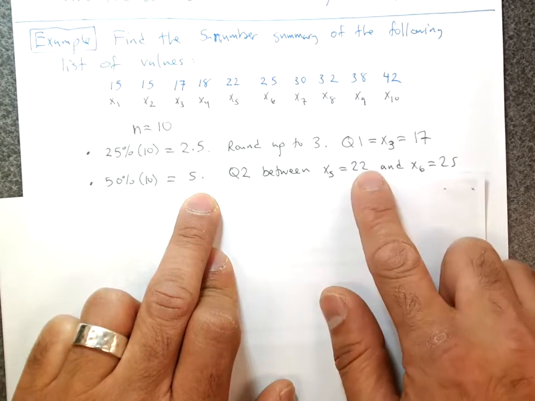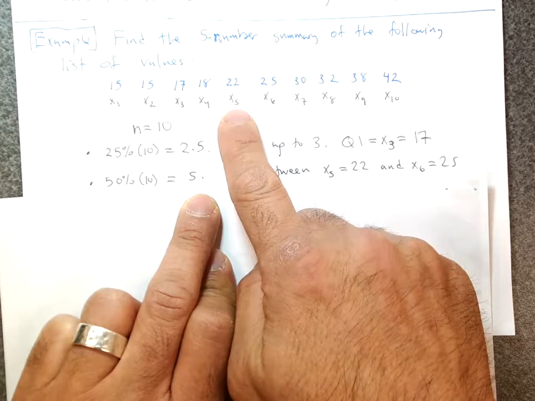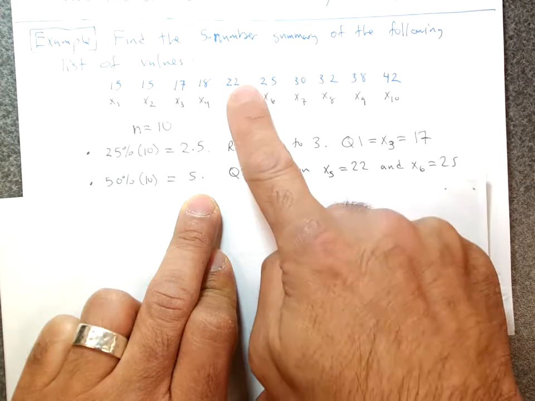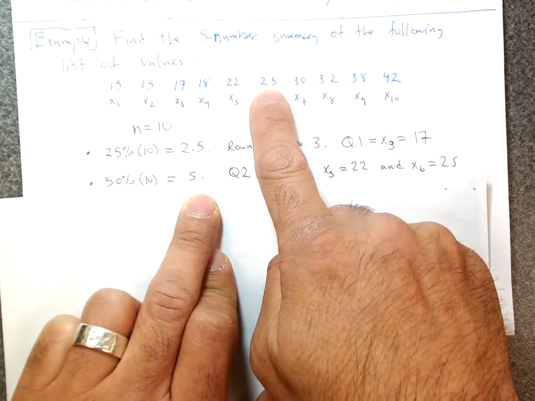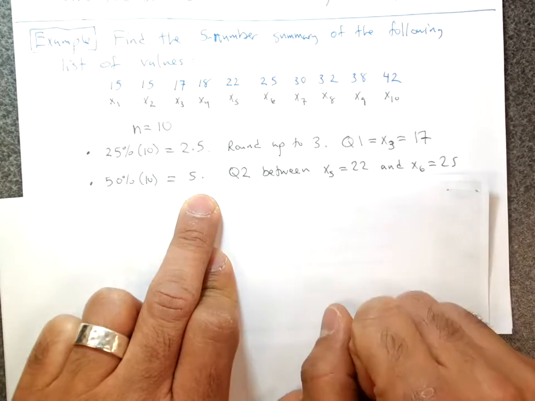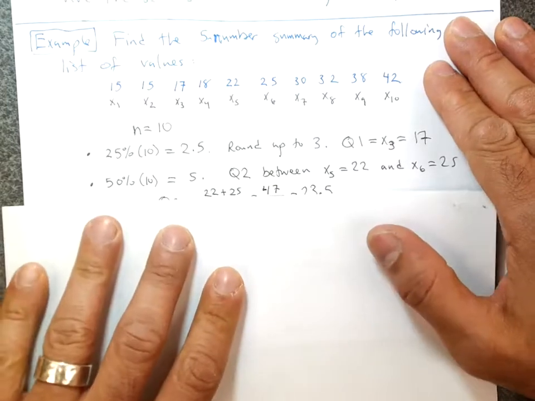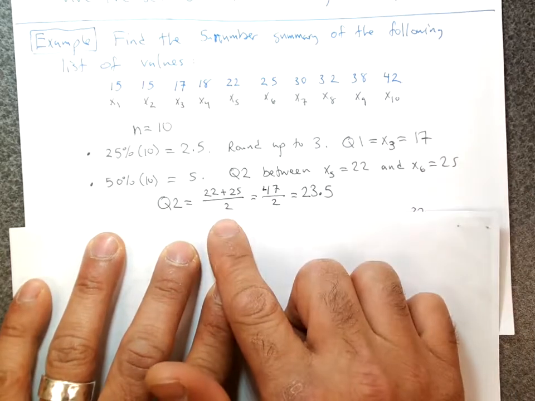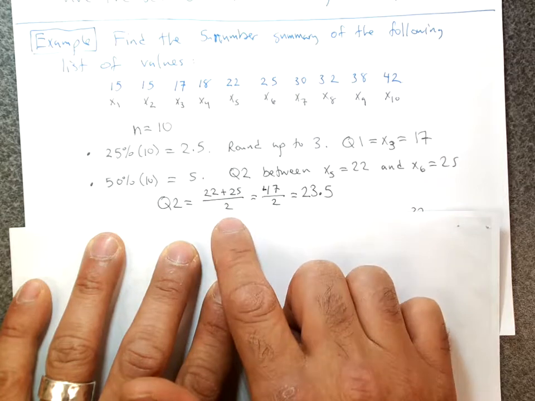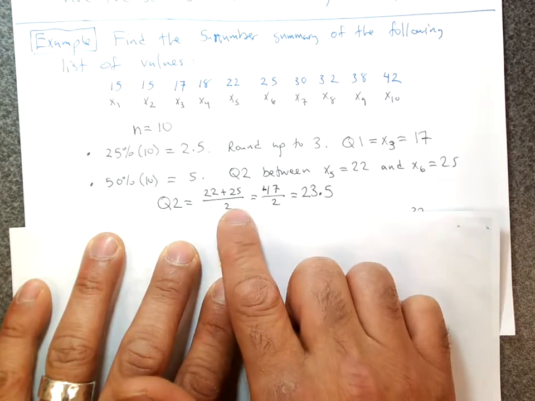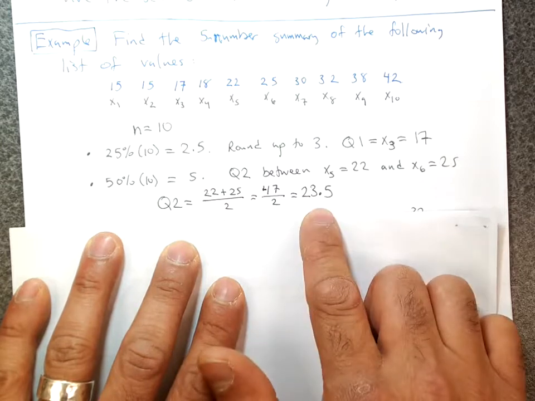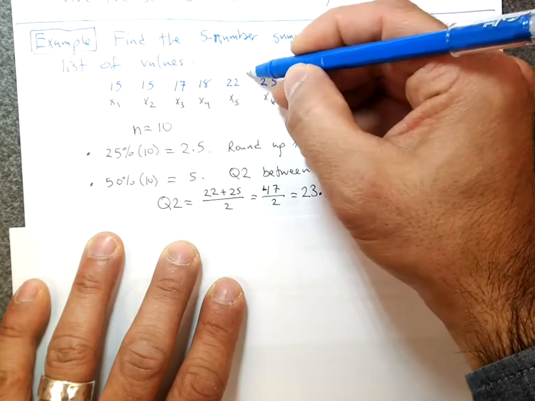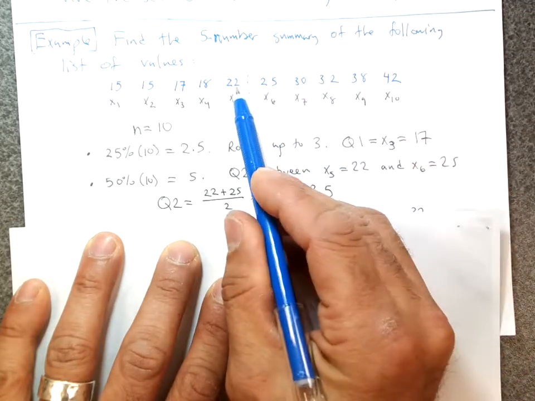So the two numbers I get are 22 and 25. If I look here in the list, the 5th value is 22, the 6th value is 25. So I need a value that's halfway between 22 and 25. So I think it's 23.5, but we can check by just averaging them. The second quartile, aka the median, is going to be the average of these two middle numbers, which will give us our halfway point. 22 plus 25 over 2 gives me 23.5. So again, 23.5 is the number that's halfway between 22 and 25.